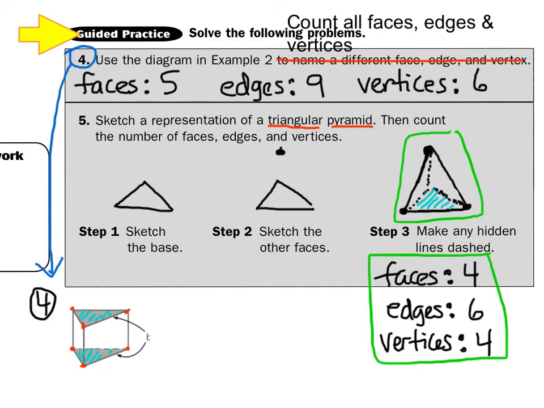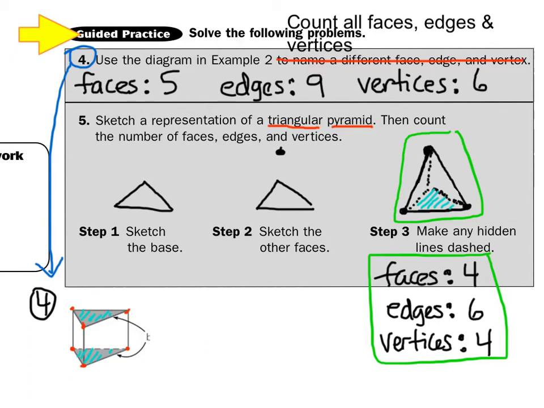All right, you guys, so let's talk about this. We're going to solve the following problems. So in number 4, I want you to use the diagram in example 2. Now I copied it here so we could talk about it together. And I want you to count all the faces, edges, and vertices. So let's start with the faces. Start with the base and shade that blue, and notice how the top, the ceiling, matches it. So I see 1, 2 triangular faces, and then count the walls going around. There's 1, 2, 3 rectangular walls. So 2 plus 3 makes a total of 5 faces.